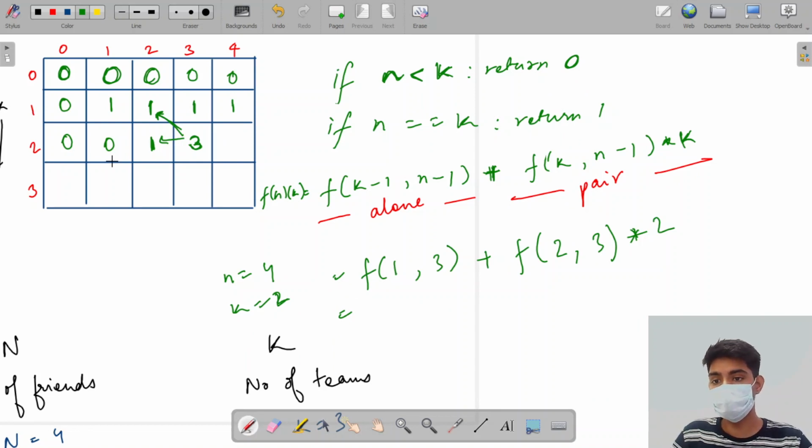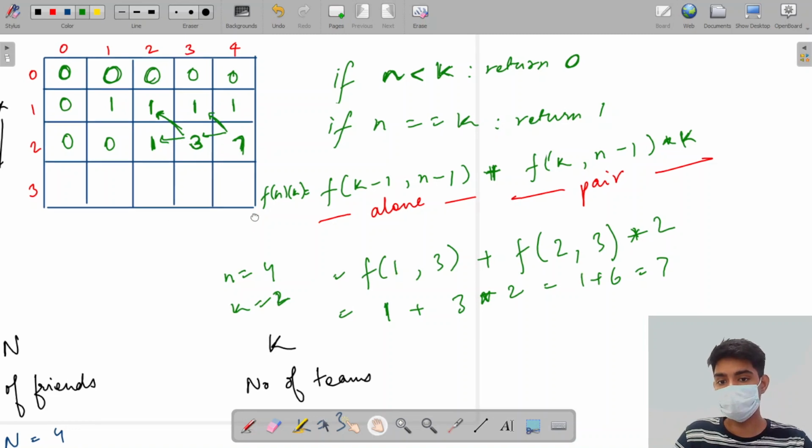Then 1 comma 3, what is 1 comma 3? 1 comma 3 is 1, right? So I'm looking at here, 1 comma 3, 1, plus then 2 comma 3, what is 2 comma 3? 2 comma 3 is 3 times 2, right? I'm looking at here, 3 times 2, which is 6, then it would give me 1 plus 6, which is 7. My answer here would be 7, right?